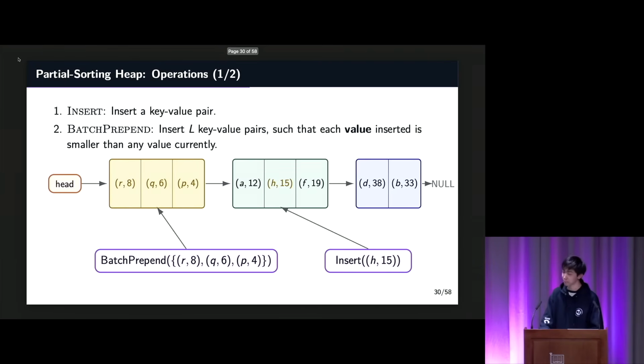Okay, so let's take a look at the specific operations. Insert is quite intuitive. We locate the exact block where the given pair's value lies, and we just insert it at the block that we want. So for example, the value 15 should lie in the second block, as you can see. And for batch prepend, we insert L key-value pairs, where L is just some parameter. But the catch here is that each value inserted is smaller than any value currently in the data structure. So here, for example, I made this particularly simple example where we just have to insert a single block of 3 elements in front of the entire data structure.